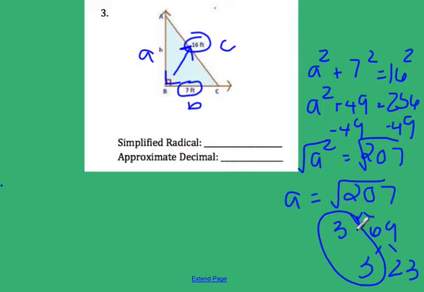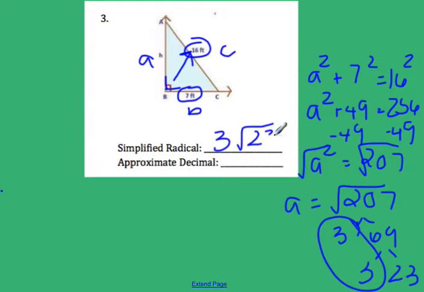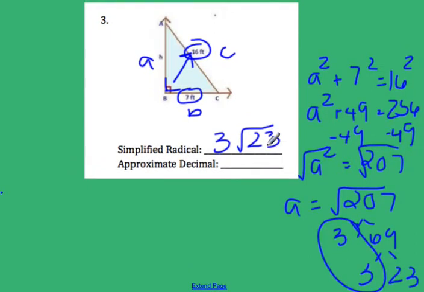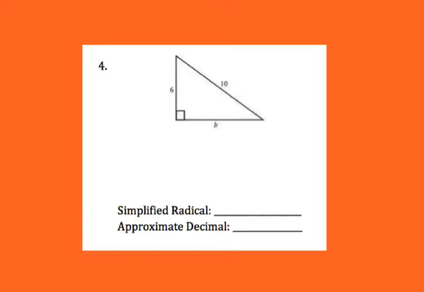So I notice that I have a pair of 3's that I can take onto the outside. And then left underneath the radical is that 23. So then I'm going to do 3 times the square root of 23. And when I do that, I get 14.39. So that's your simplified decimal for number 3. Let's take a look at number 4.